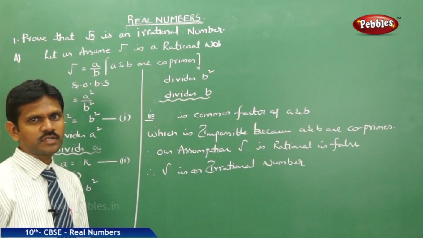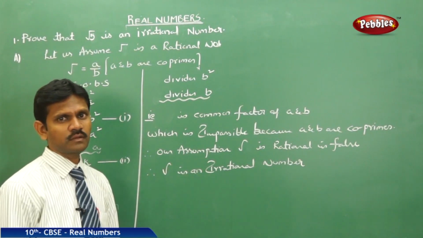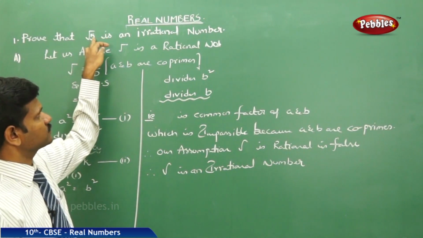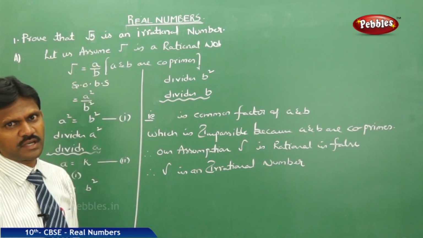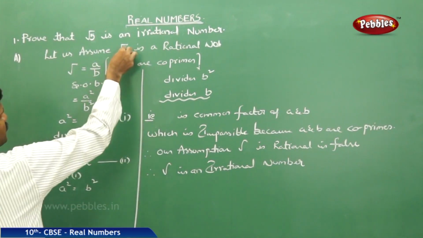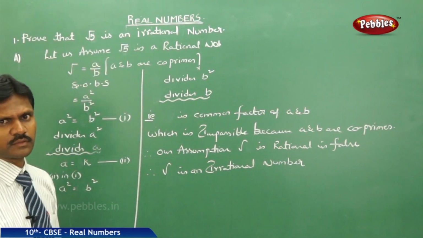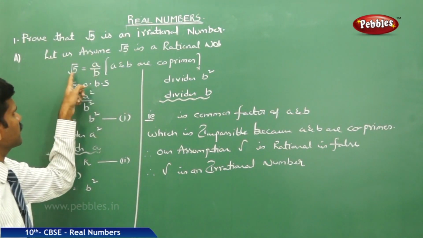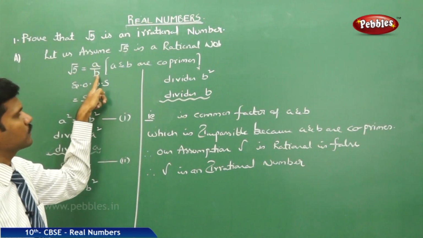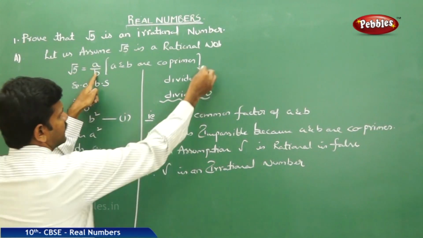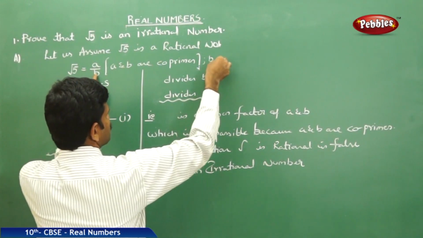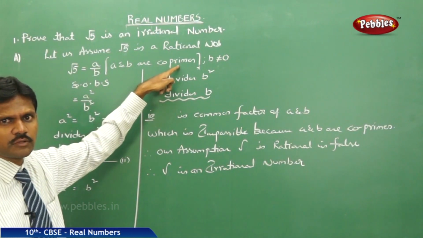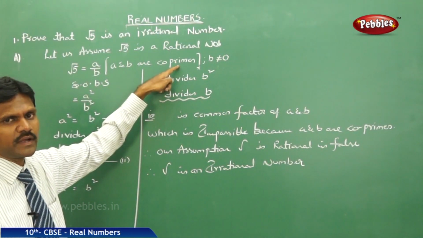Okay, let us prove the next question, which is similar to the previous one. Previously we did root 2 is an irrational number. Now we have to prove root 5 is an irrational number. Let us assume that root 5 is a rational number. That is, root 5 is equal to a by b, where b is not equal to 0, and a and b are co-primes. Co-primes means, once again I repeat, they do not have a common factor except 1.